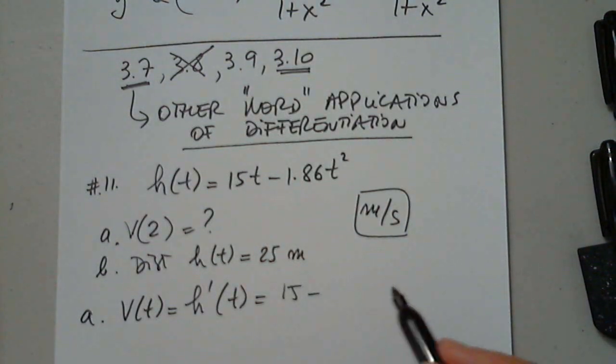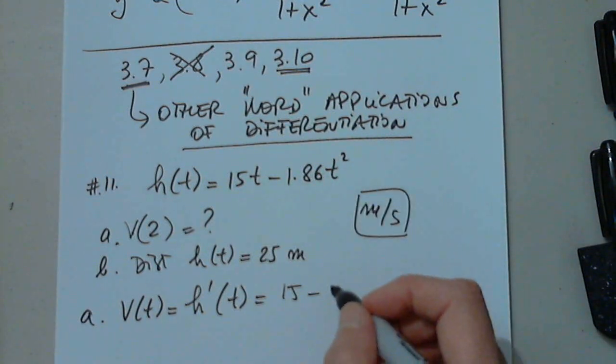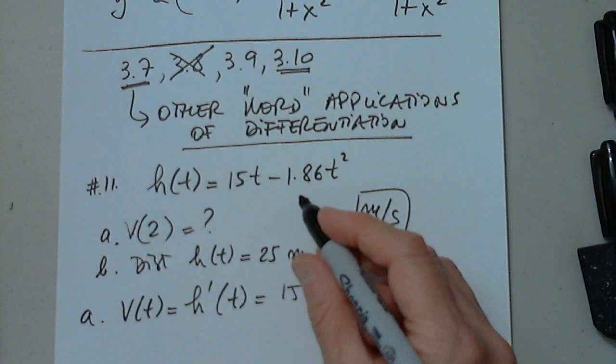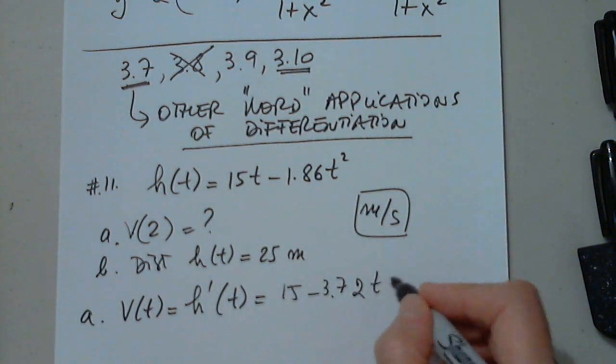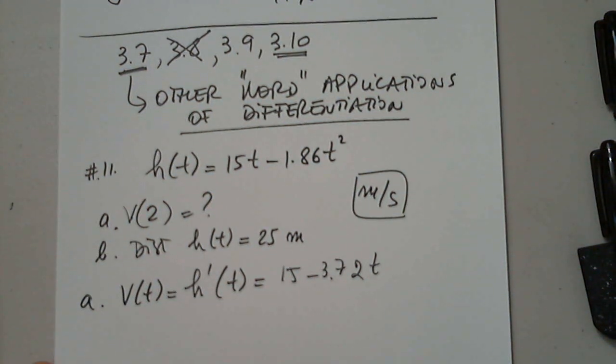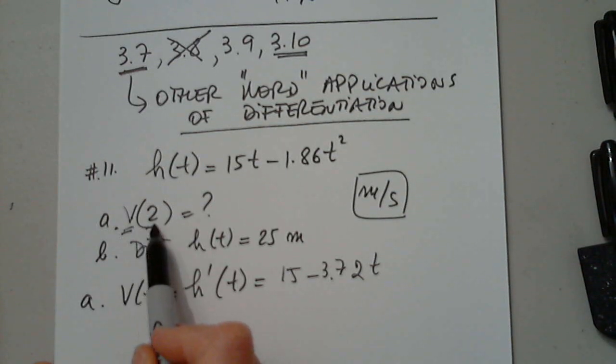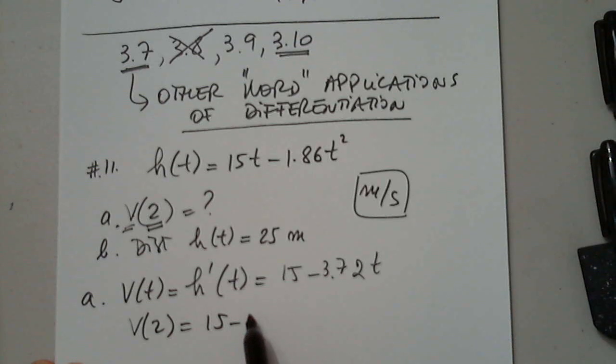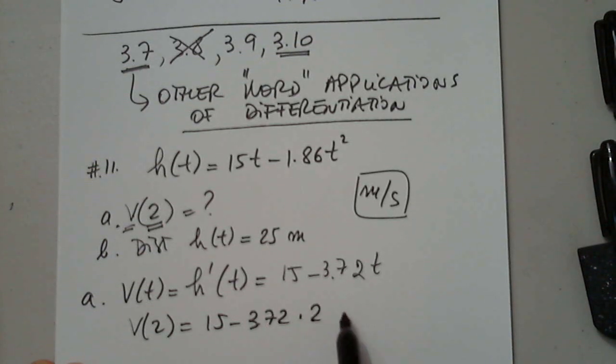15. Awesome. Yes. So I'll multiply this for you. 2 and 1, 16, 17, and 1, and I think it's 3.72 t. Perfect. Good. So we have the function. Now they're asking us to find v of 2. V of 2 will be 15 minus 3.72 times 2.